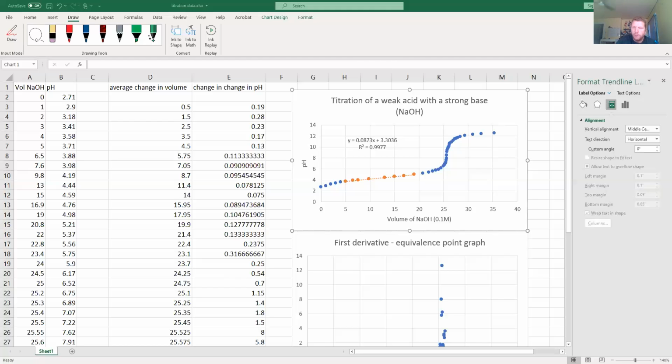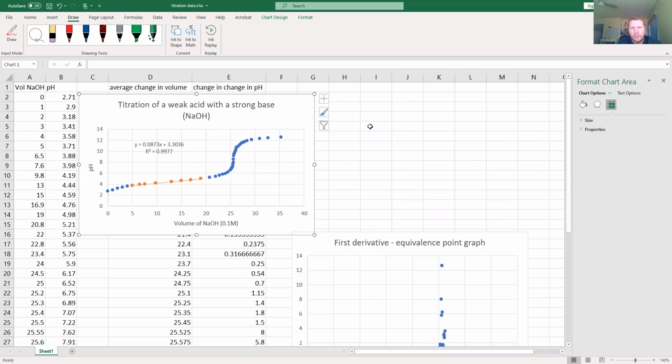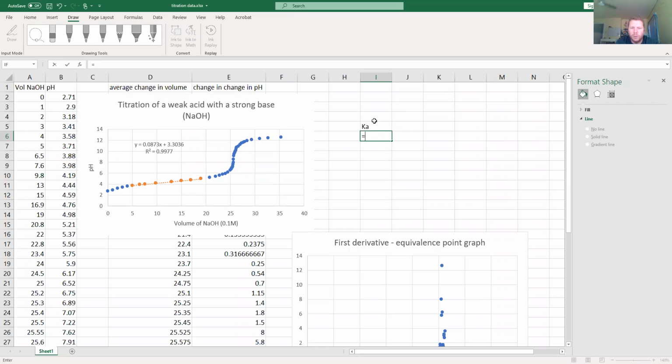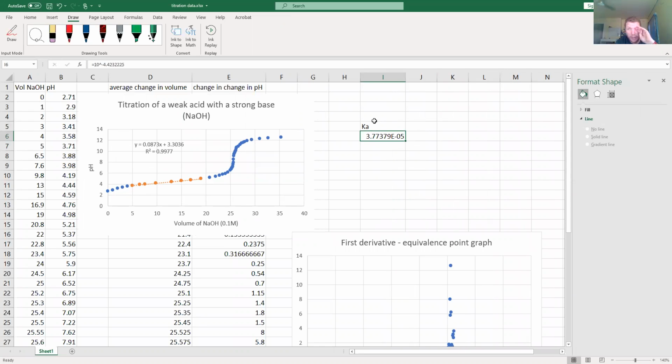Now what I want to do is solve for my Ka. With that value that I just solved for, I'm going to rearrange this a little bit. My Ka is going to be equal to 10 to the negative pKa. So 10 to the negative 4.4232225. My Ka resulting from this is 3.77379 times 10 to the negative 5th. There's the Ka for this acid.